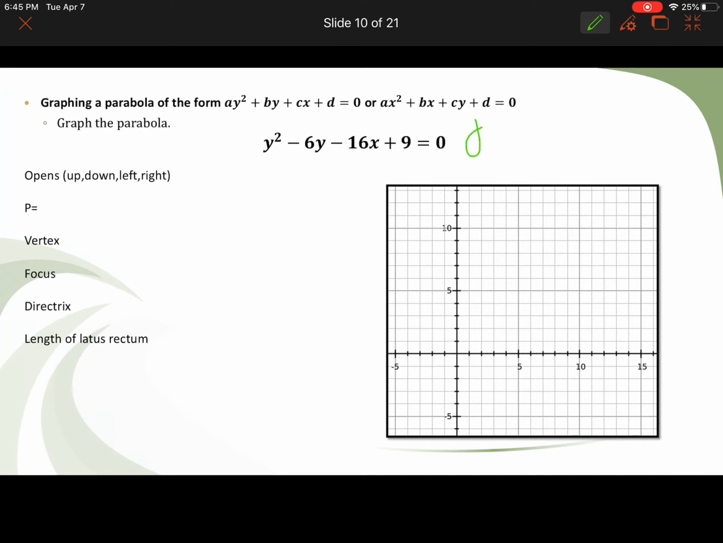All right, so we've got y squared minus 6y. And then I'll put the other ones on the other side. 16x minus 9. So I move those over to the other side. And then I'll complete this square here. So half of negative 6 is negative 3. And I square that and I get 9. So I have to add 9 to this side.